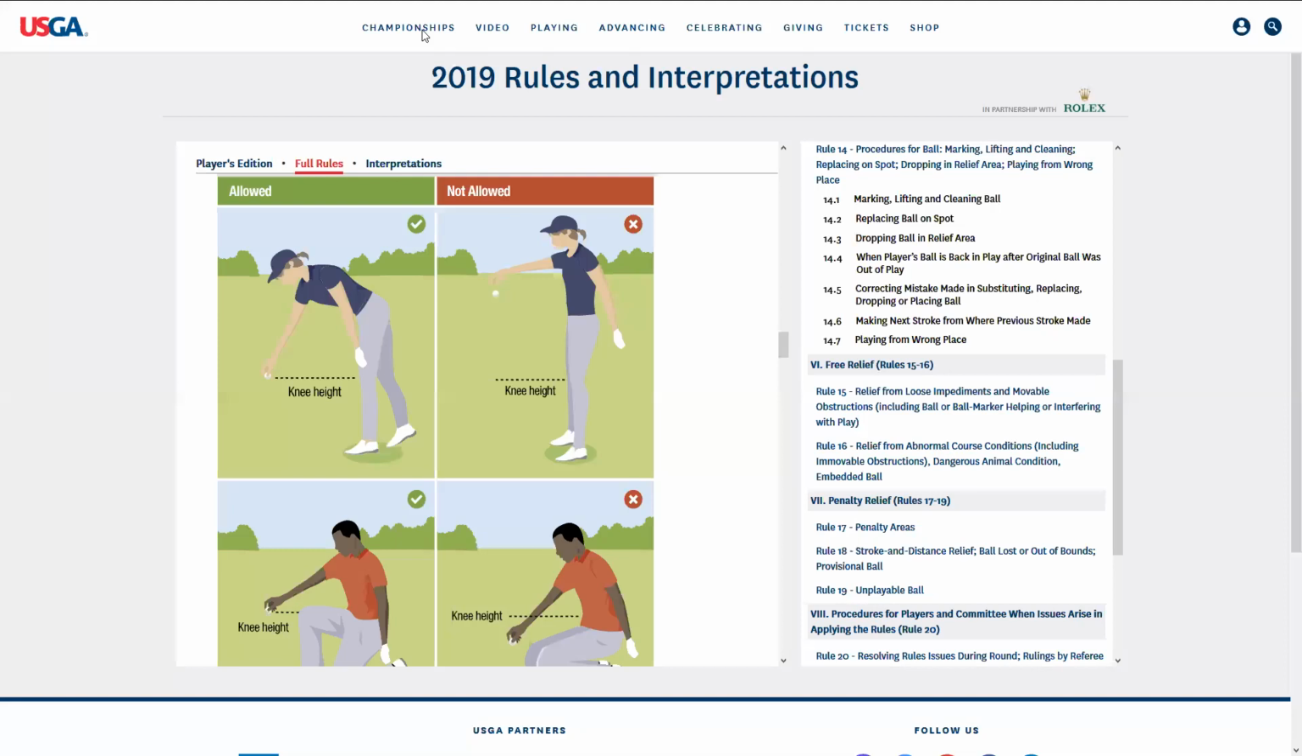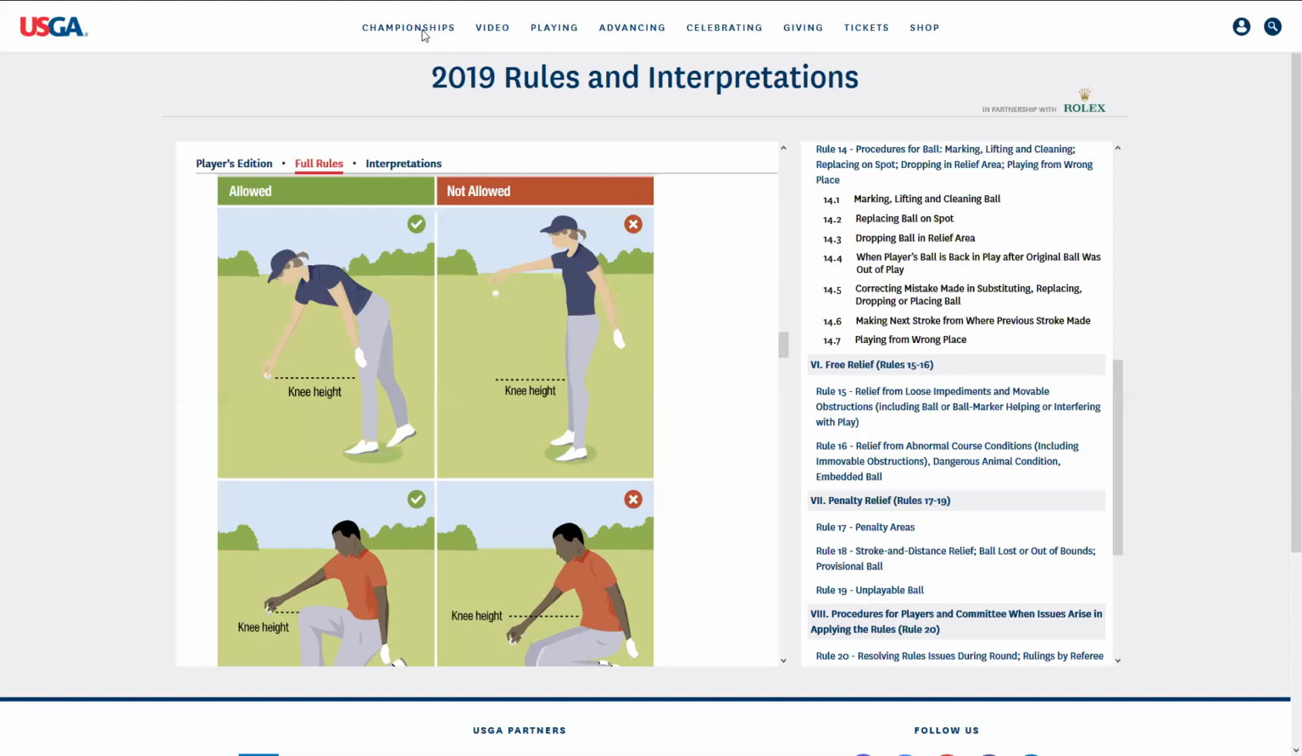So if this player now plays the ball, the player in the second panel, does she get a penalty? Yes. What penalty does she get? General penalty. Why? Because she played from the wrong place. The third panel, a player plays the ball from where it lies. Does she get a penalty? Yes. What's the penalty? 1. Why? Because it's a procedural error. She dropped in the wrong way, but she actually played from the right place.